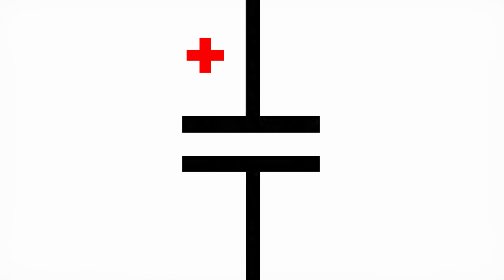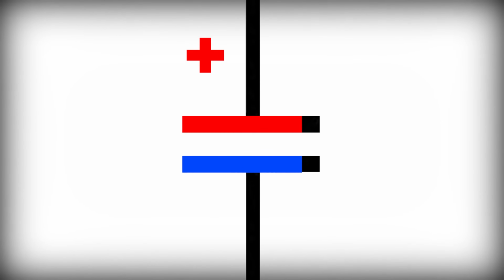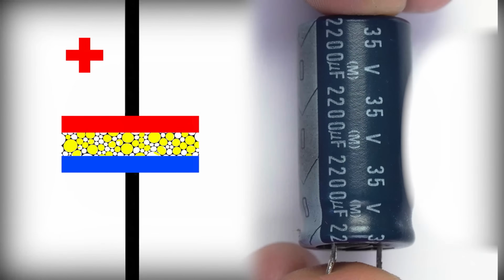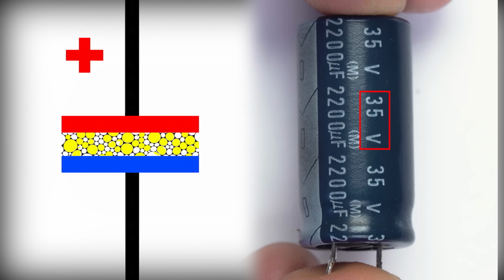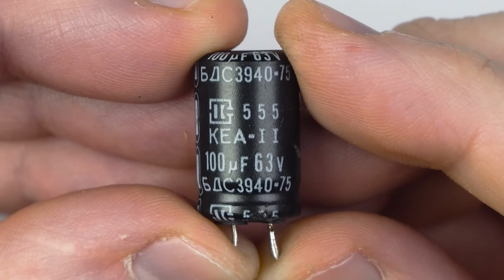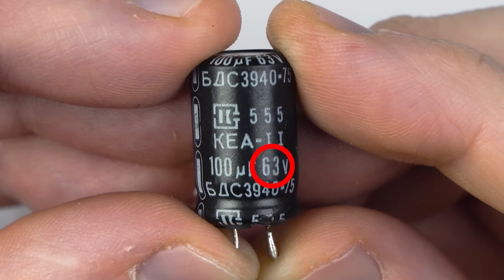By design, a capacitor consists of 2 conductive plates. Between them is an insulating layer, also known as dielectric. The dielectric has a certain maximum voltage that it can withstand. When exceeded, an electrical breakdown occurs. So the second most important property of the capacitor is the voltage rating. Along with capacitance, it is always indicated on its body, and in no case should it be exceeded.